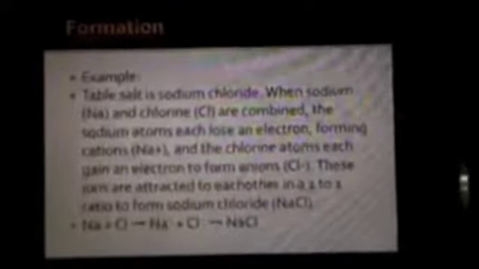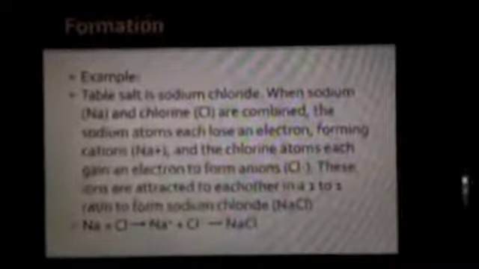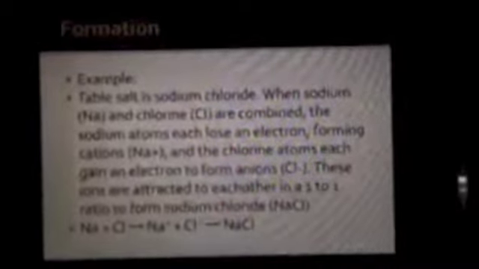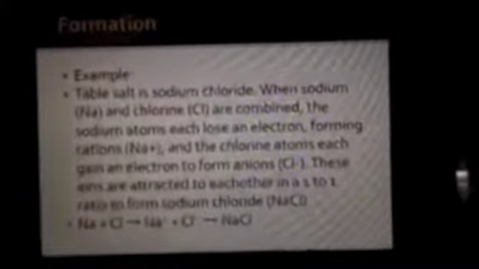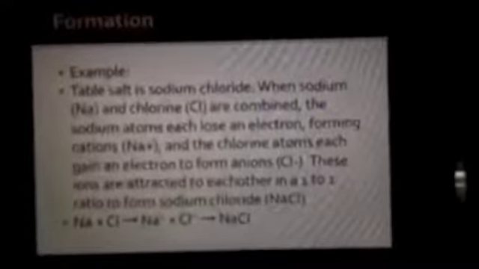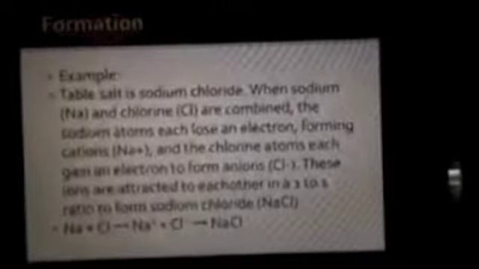Formation of an ionic bond. An example would be table salt, which is sodium chloride. When sodium, Na, and chlorine, Cl, are combined, the sodium atoms each lose an electron, forming cations, and the chlorine atoms each gain an electron to form anions. These ions are attracted to each other.